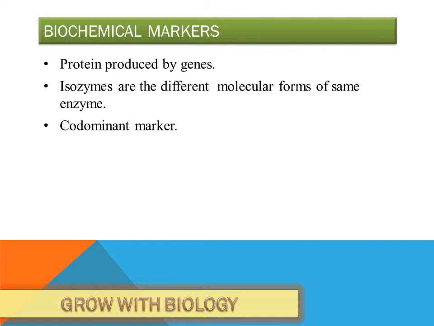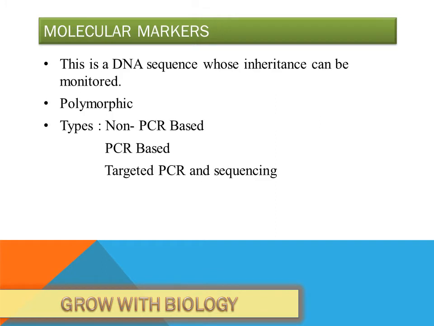Next is the biochemical markers. In biochemical markers, the marker is given by the proteins produced by the gene. Whatever protein is produced, that protein is analyzed here. And there are isozymes. Isozymes are the different molecular forms of the same enzyme. So one protein expressed in cell A and the same protein synthesized by cell B can have different types of activities. If so, then it is known as a biochemical marker. Those isozymes can be used as a biochemical marker.